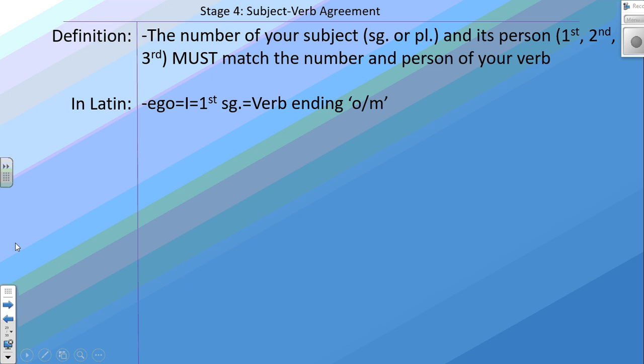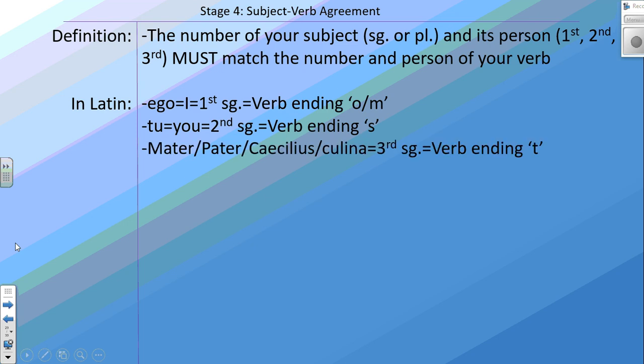So some of the common pronouns that we'll see in Latin that are used with verbs is ego, which means I, so that's your first singular pronoun, I, and its verb ending will be O or M, because it's O or M, S, and T, right? Tu means you, it's second person singular pronoun, right, you, and the verb ending will be in S. And if you're talking about someone, mother, father, Caecilius, or about something, the kitchen, it's going to be third person singular, so your verb will end in T.